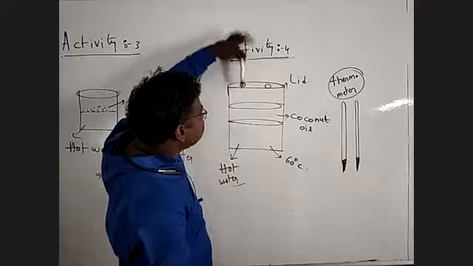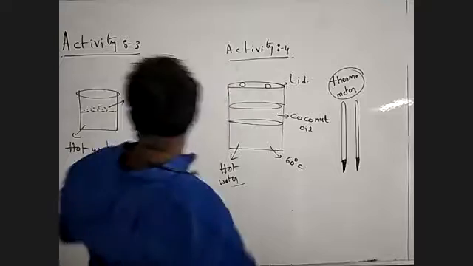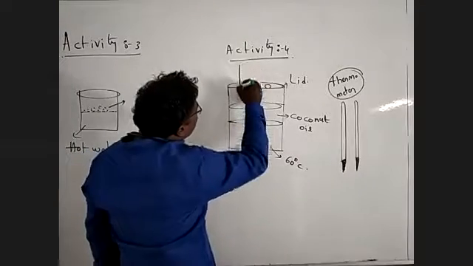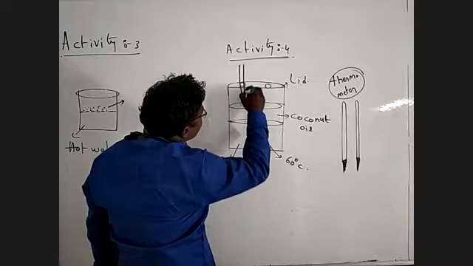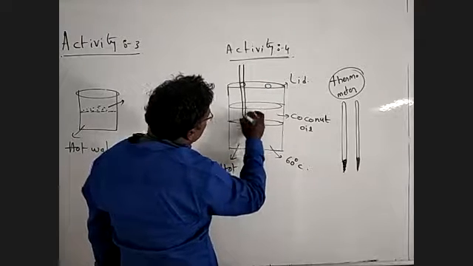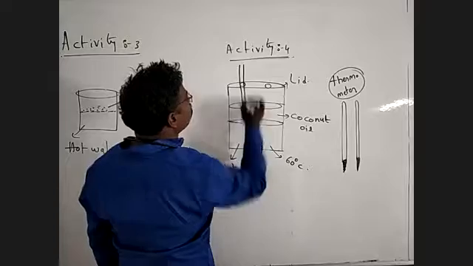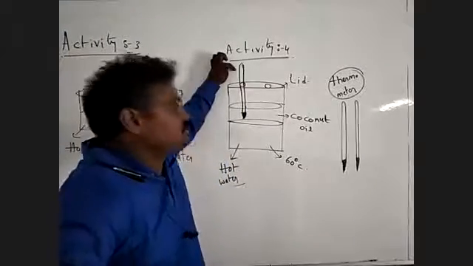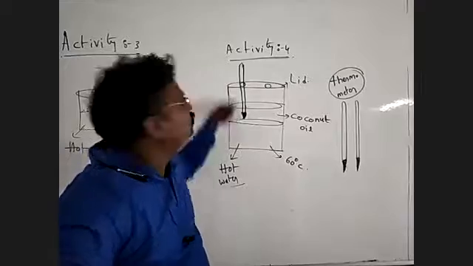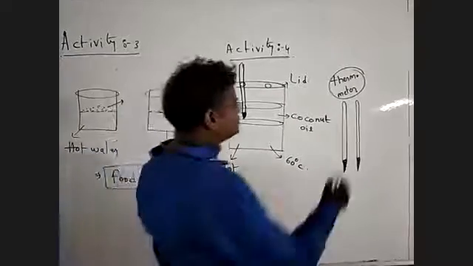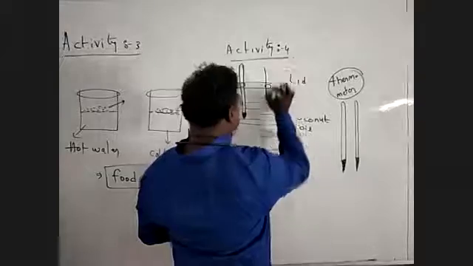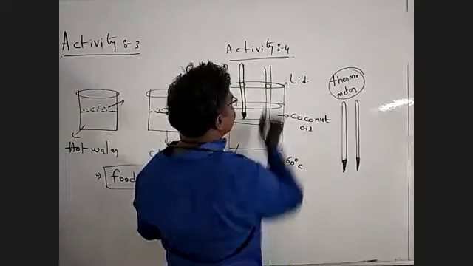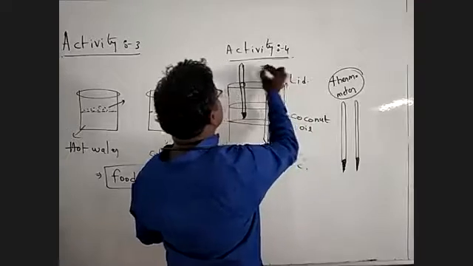This thermometer is inserted. It is passing through this hole. This first thermometer lies in coconut oil through the hole. This is the second thermometer. The second thermometer lies in hot water through this wall.